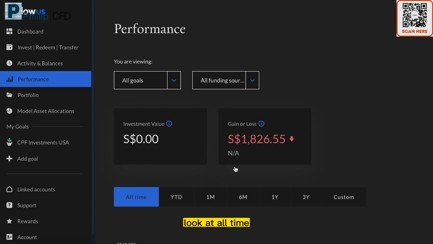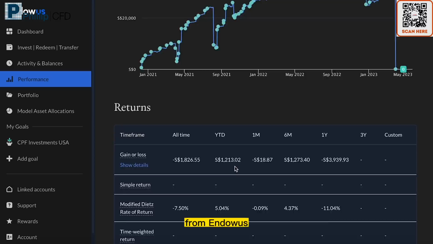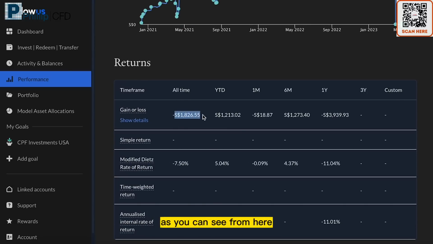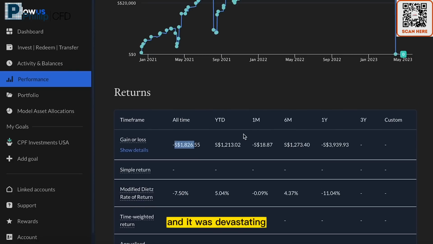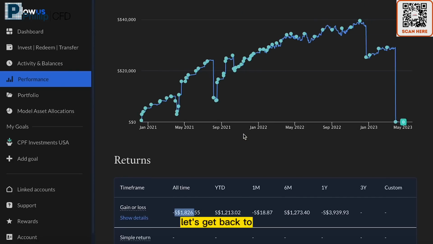But if you were to look at all time, did I make money from Endowus? It's definitely an overall loss, as you can see from here. Okay, it's a negative 1.8k loss. Therefore, so far I haven't made any money from Endowus yet because the past year 2022 has been such a bear market and it was devastating. But regardless, let's get back to the video.